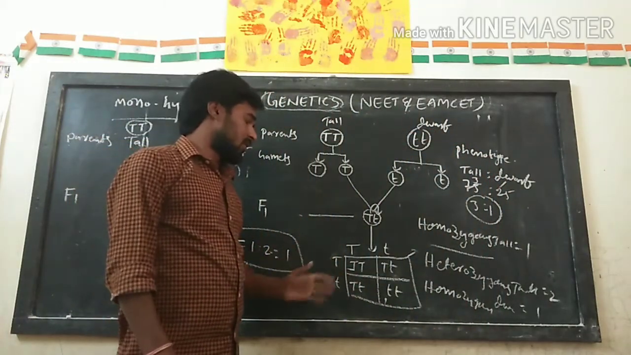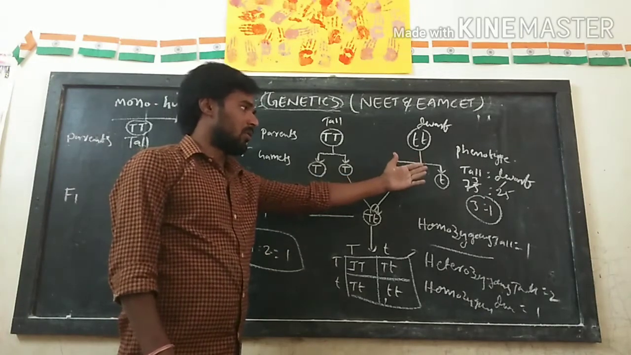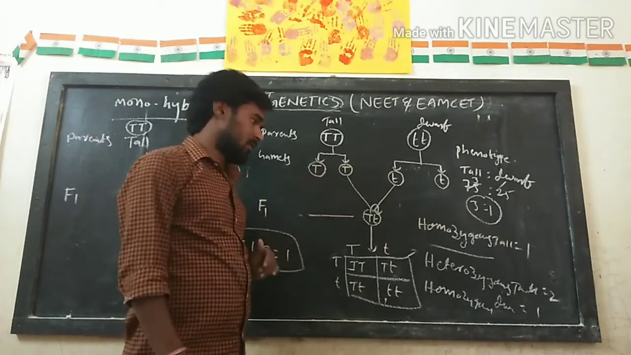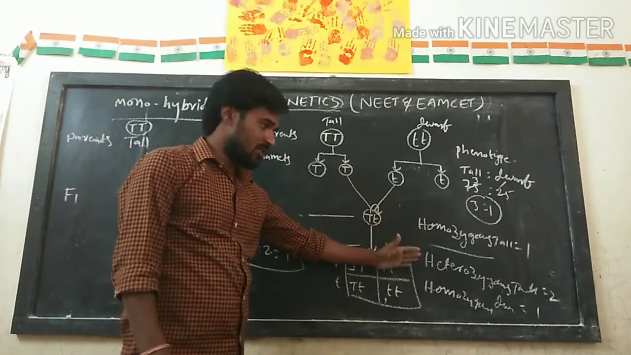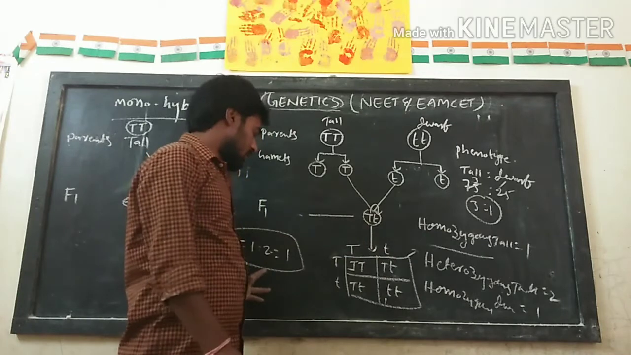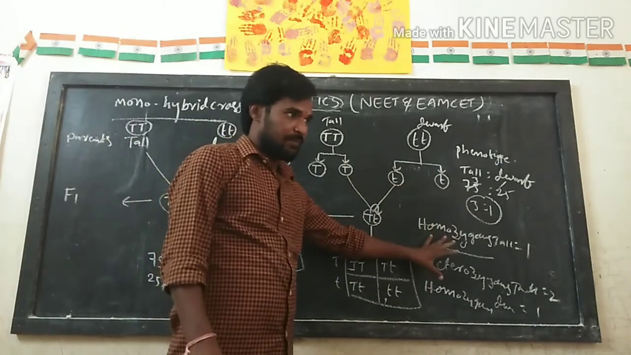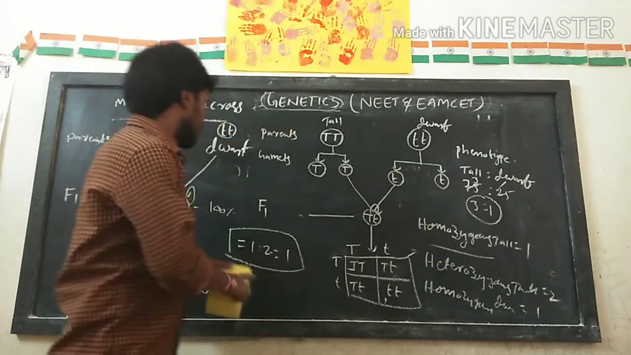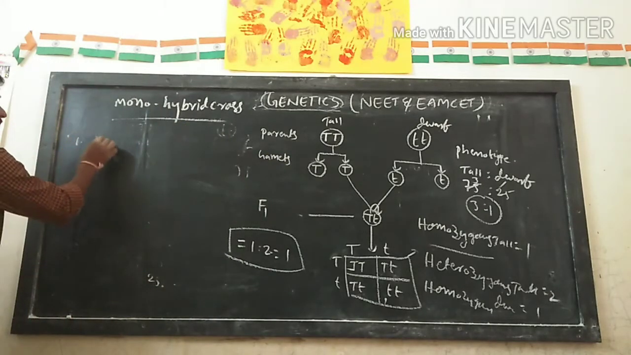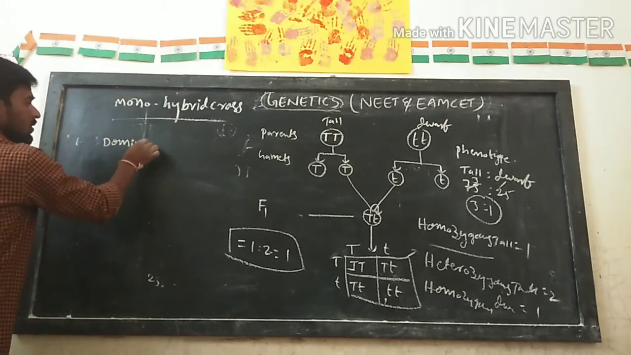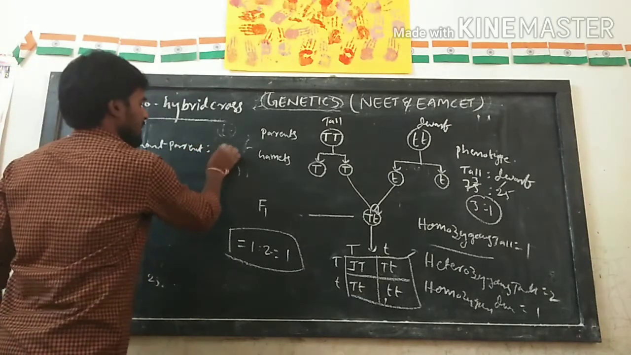Now I am going to ask some questions by using this monohybrid cross. Simple. Phenotype ratio 3:1, tall is to dwarf. Genotype ratio, homozygous tall is to heterozygous tall is to homozygous dwarf is equal to 1:2:1. So instead of these two ratios, sometimes they are asking, what is the ratio of dominant parent is to recessive parent?